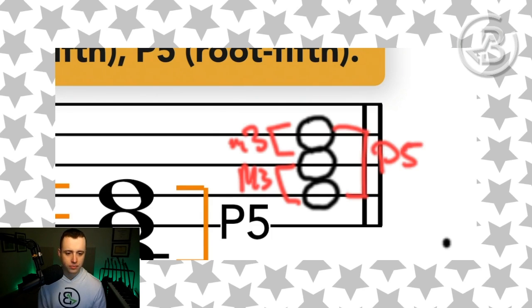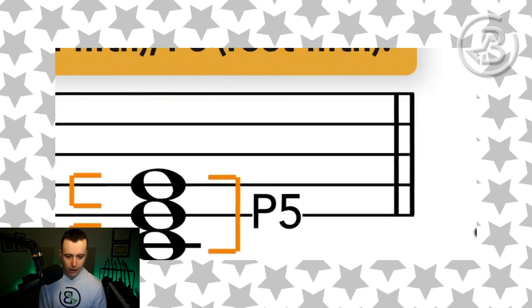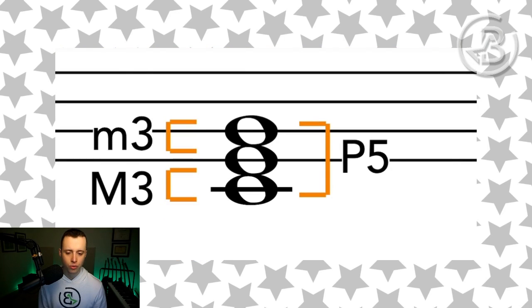Perfect fifth. So we can see that these intervals exist and work for all major triads. It does not matter what note you start on, as long as you do a major third from the root to the third, a minor third from the third to the fifth, and a perfect fifth from the root to the fifth, you will always have a major triad.